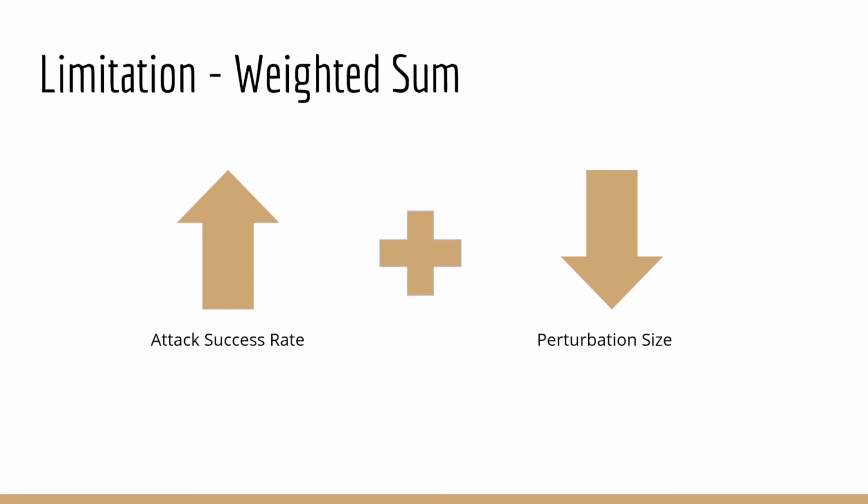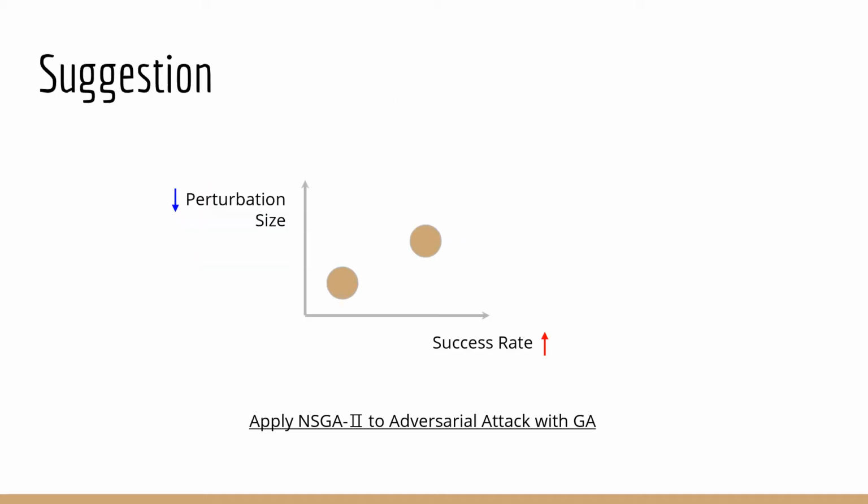However, traditional optimization methods use only weighted sum for fitness. As we learned in class, we cannot say that one of these solutions is better than the other. Therefore, we can apply NSGA2 to adversarial attack with GA to get Pareto front.